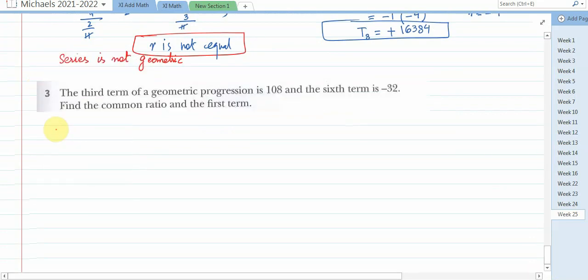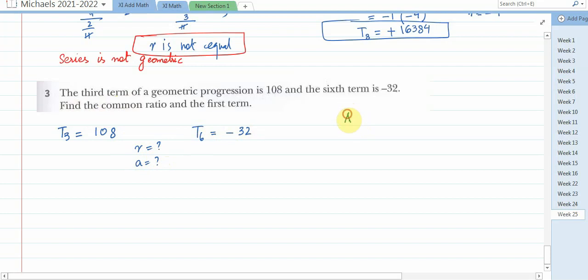It's question number 3. Question says the third term of a geometric progression is 108. What is given? It's T3 is equals to 108, and the sixth term is -32. Find the common ratio and the first term. Common ratio means we need to find out r here, and first term means that we need to find a here. Now before this question, let me tell you a general form of AP and GP.